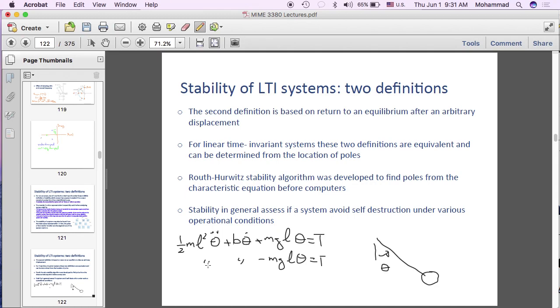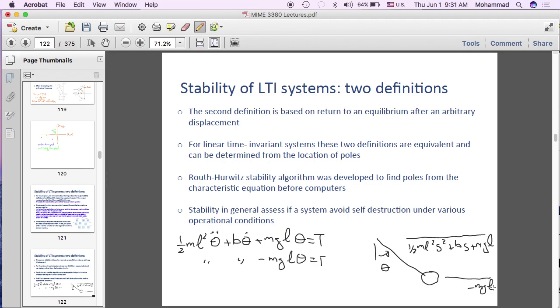So when you turn this into a transfer function, by now you know that what is on the left-hand side will end up being the denominator of the transfer function. So in your transfer function, for one case you have 1 over 1/2 ml squared s squared plus bs plus mgl, and for the next one you have again the same denominator, but you have minus mgl as the coefficient of s to power 0.